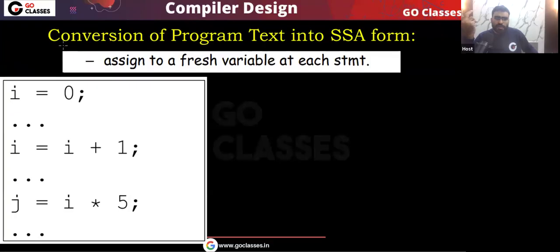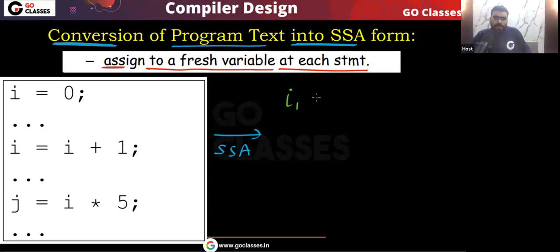How do we convert program text into SSA? Very simple: assign to a fresh variable every time. Assign to a new variable every time. So all you have to do is change the names. Let me convert it into SSA. For example, you can call this one I1.